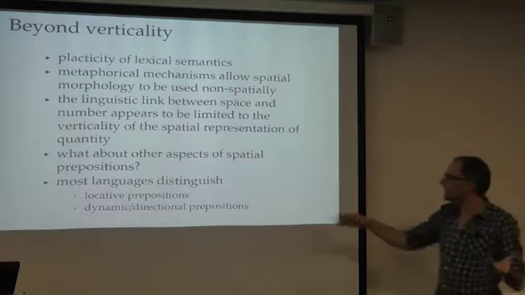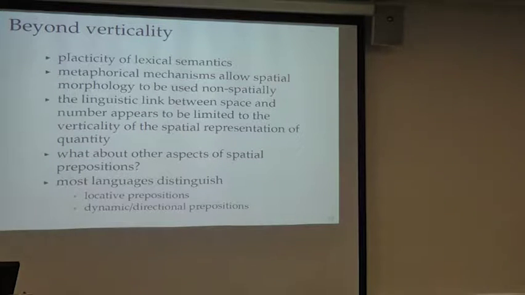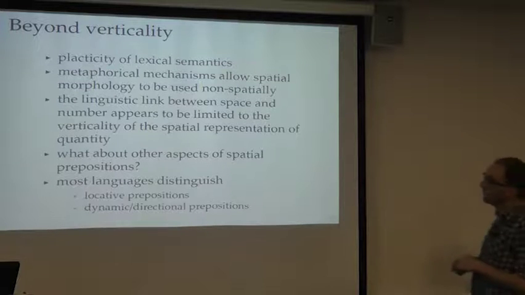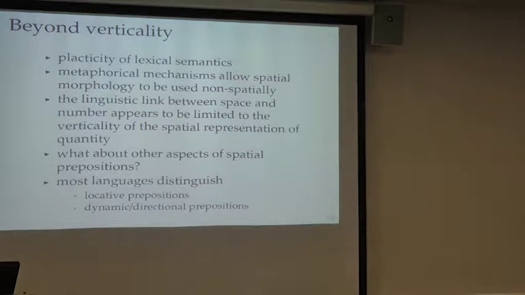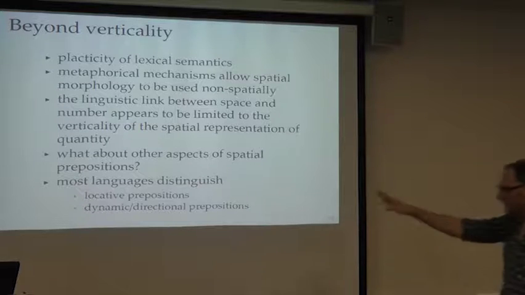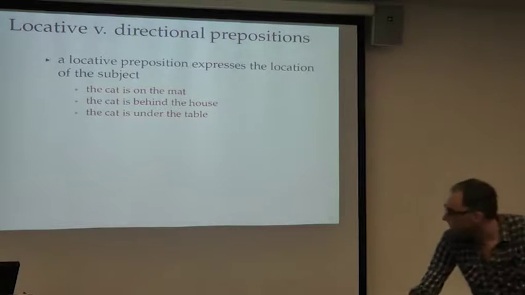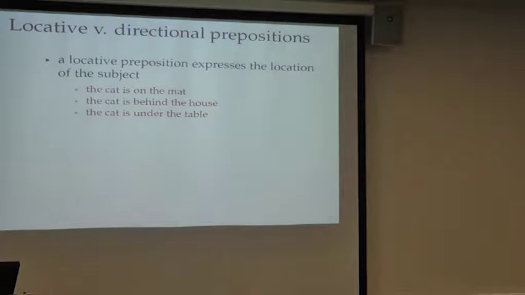But then you start to wonder, what about other aspects of spatial representation, about prepositions? In particular, one salient feature of spatial prepositions is that there's a distinction between locative and directional prepositions, or sometimes called dynamic. I call them directional because that's how I grew up. Here's that distinction. A locative preposition expresses the location of the subject. This is a Mickey Mouse overview of the difference between locative and directional prepositions. It's, as many of you probably know, a lot more complicated than this, but I just want to make a main point. A locative preposition talks about a location.